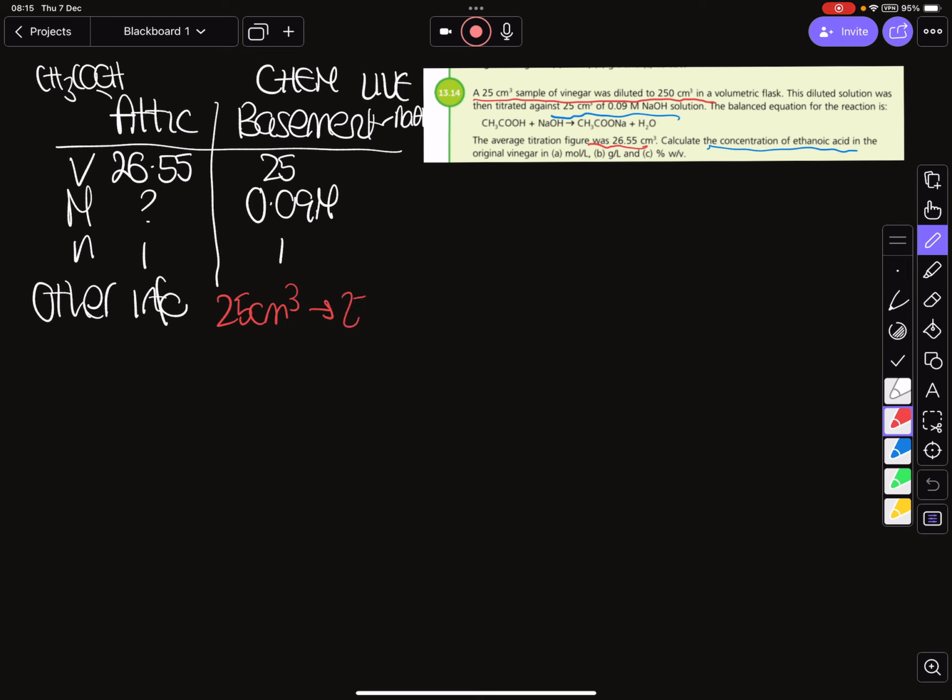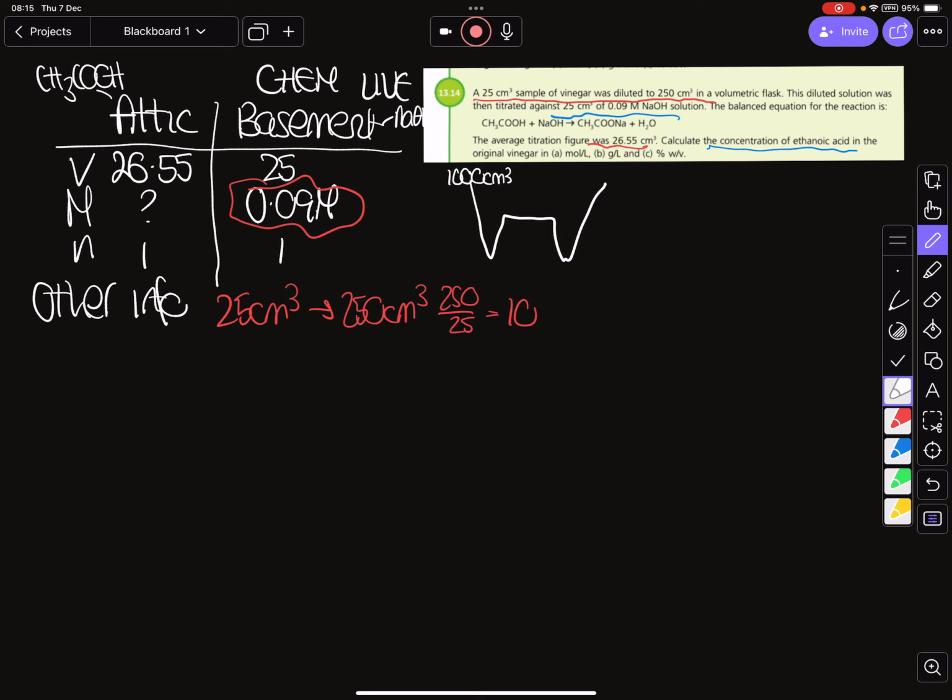to 250. So we're going to use that to work out a dilution factor, and we do that by 250 divided by 25, which is equal to 10. Okay, so in this we always start with our W, our first principles, where we're taking our way in, which in this case is going to be here.